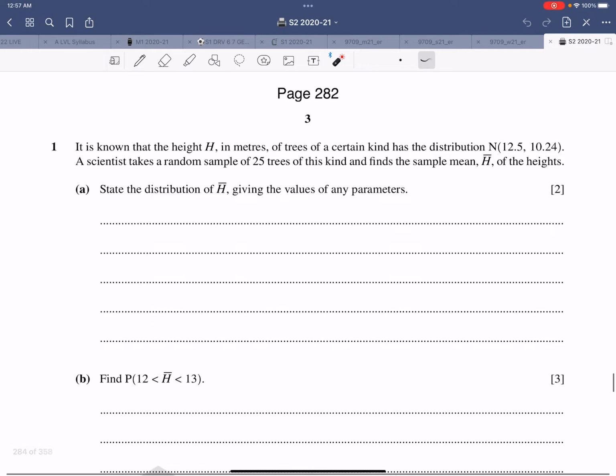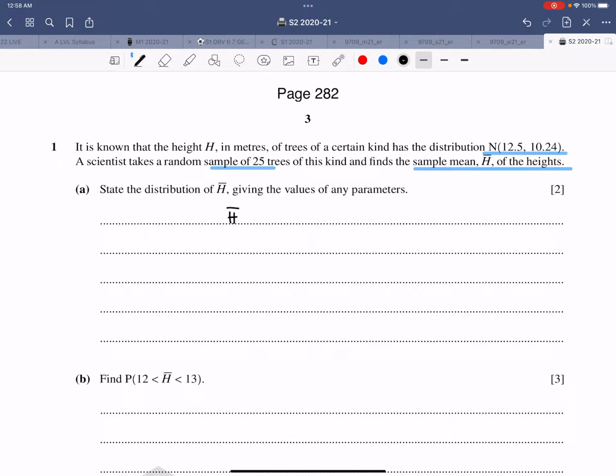Question number 1. What is this question all about? It is known that the height of trees of a certain kind have a normal distribution such and such. A scientist takes a random sample of 25 trees and finds the sample mean h bar of the heights. The first thing is to state the distribution of h bar.